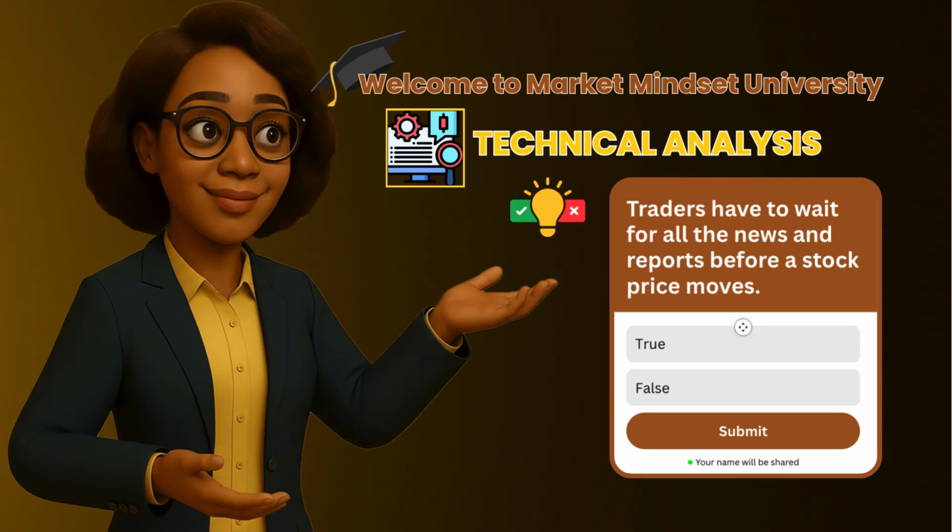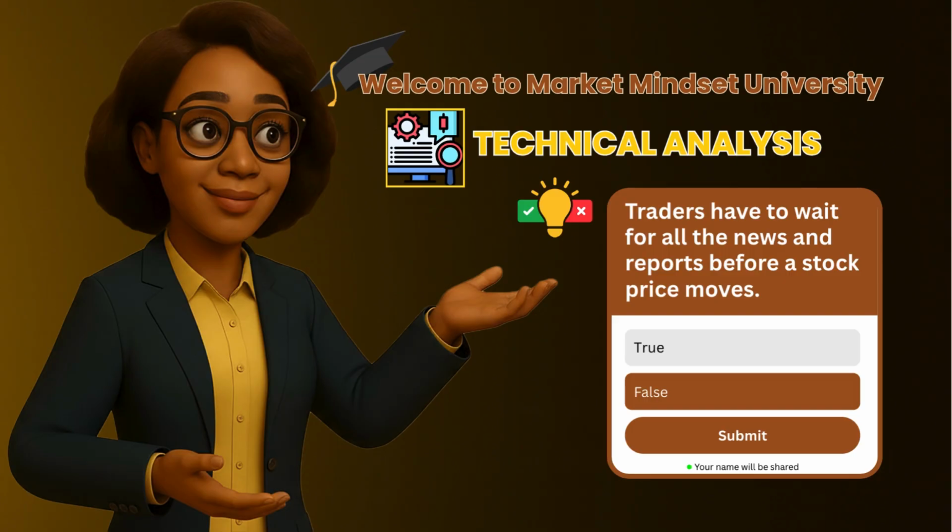Knowledge check. Traders have to wait for all the news and reports before a stock price moves, true or false. Take a few seconds to think it through and lock in your answer. The correct answer is false. Price moves before most traders even read the news, because all known information is already factored into the price. This is why analysts focus on price movement over reports.